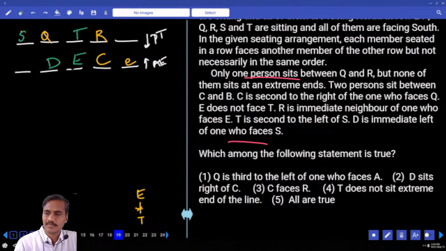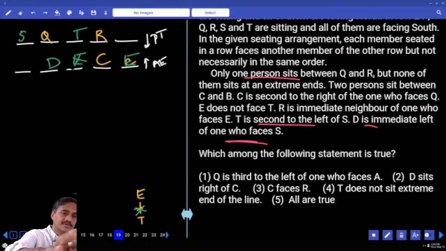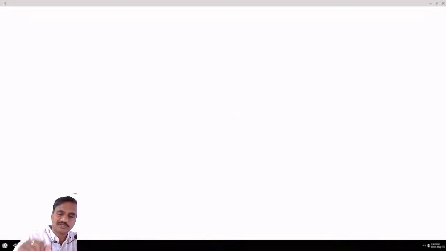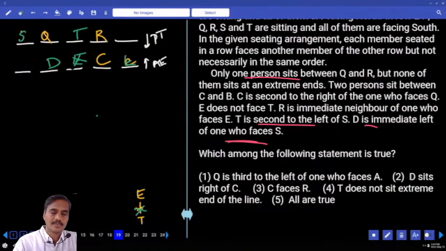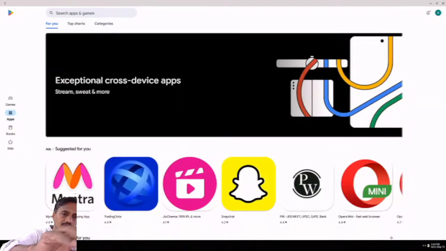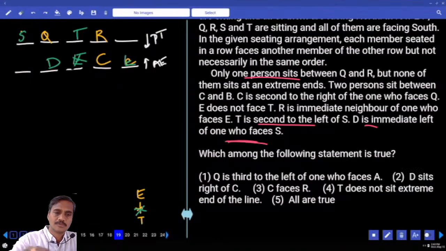And E and D. Now E and T do not face each other, E and D do not face each other. Anyhow, then we have removed this one. T is seated second to the left of S. D is to the immediate left of the one who faces S. Then is it possible here? S cannot get this place at all. Then what is the other possibility we have for this S?